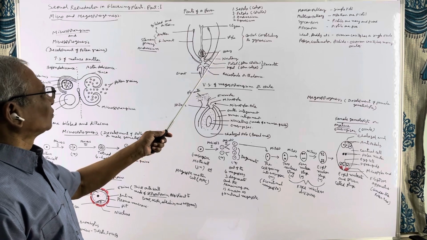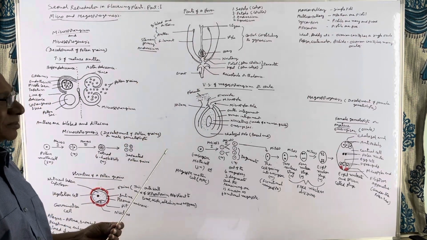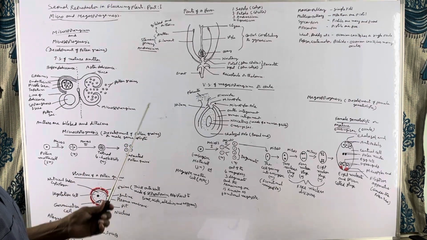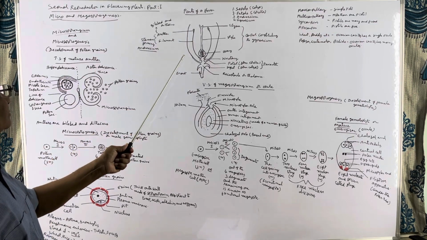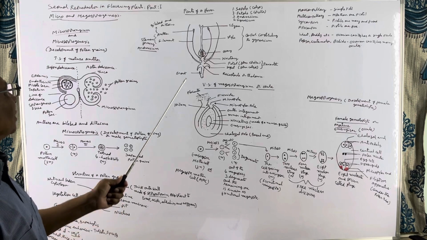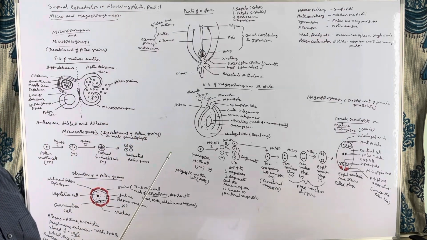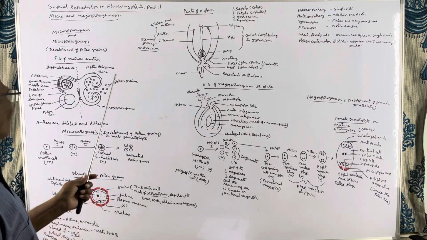After the petals, we find stamens forming the third whorl. Stamens may be many, and each stamen has 2 parts. This is the anther and this is the filament. In the anther, pollen grains are formed, and all anthers are bilobed and dithecous. Bilobed means the anther has 2 lobes, and each lobe has 2 theca.